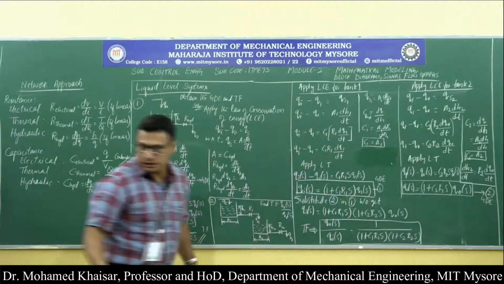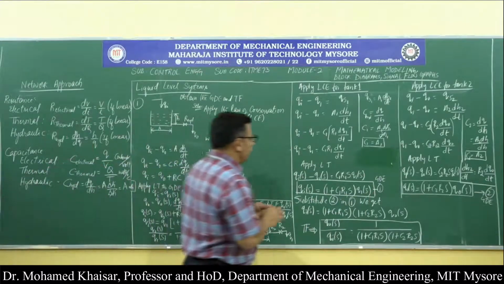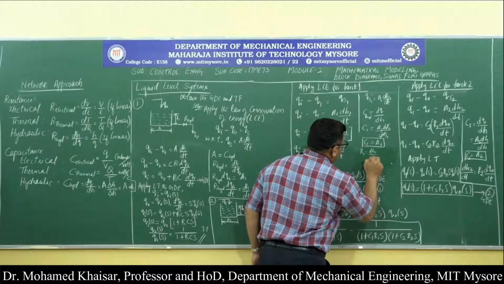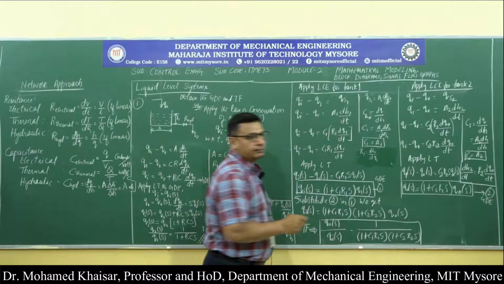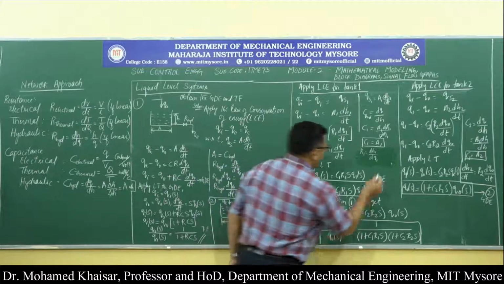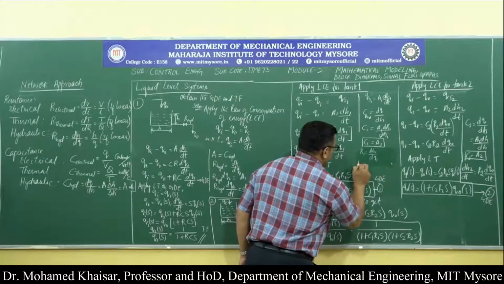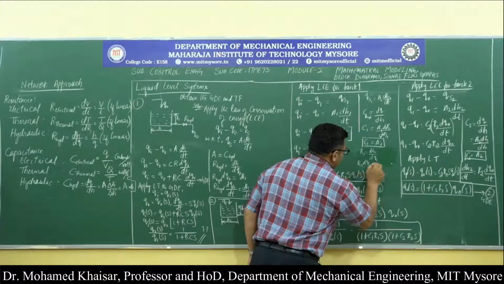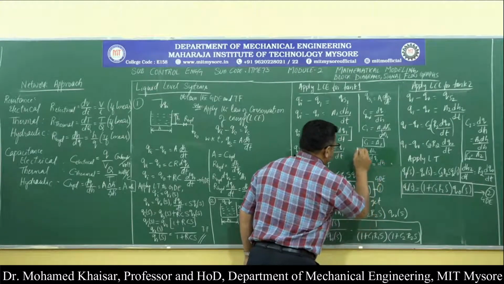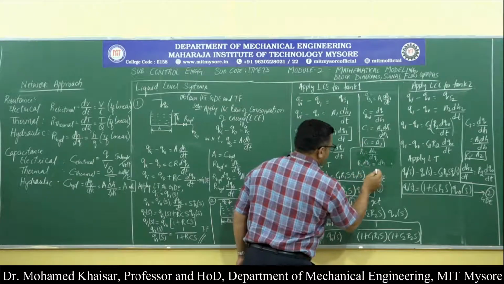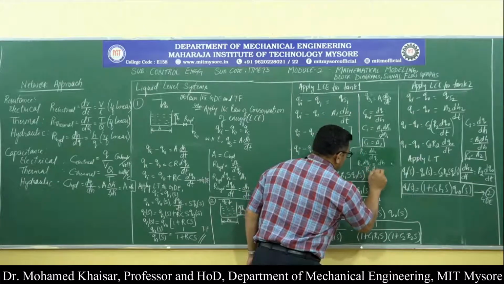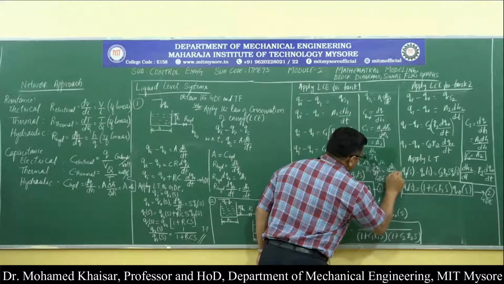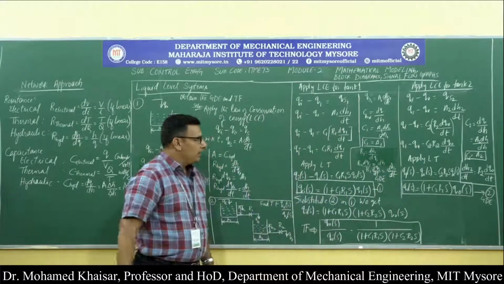We will just rewrite R1 = dH1 by dQ1. Now, if we cross multiply this, what we can say is R1 dQ1 is equal to dH1, and further we can write R1 dQ1 by dt is equal to dH1 by dt.